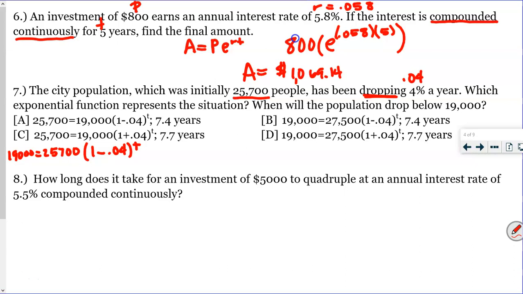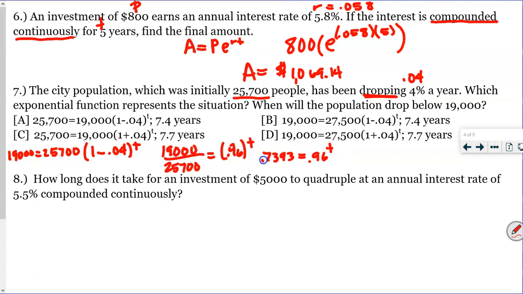So now what do we need to do? To find this, we're going to divide the 1,900 by the 25,700. Then we're going to do what's in that parentheses, so that's going to be 0.96 to the t power. So again, we're going to divide that 1,900 by the 25,700. That's going to give us 0.7393, and that's equal to 0.96 to the t power. Sorry about that, y'all.